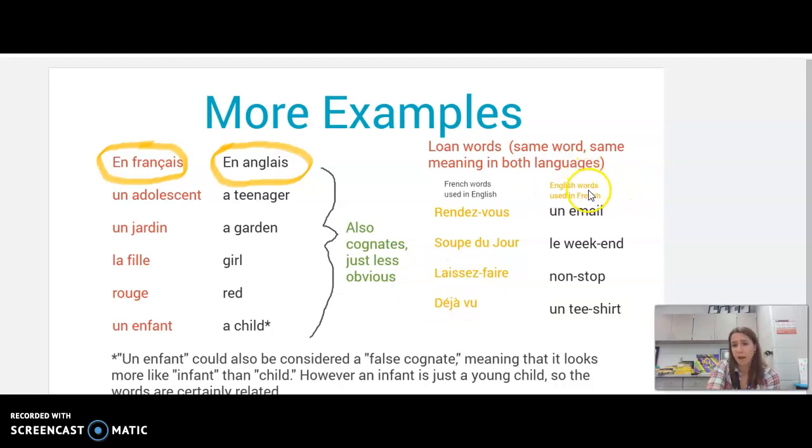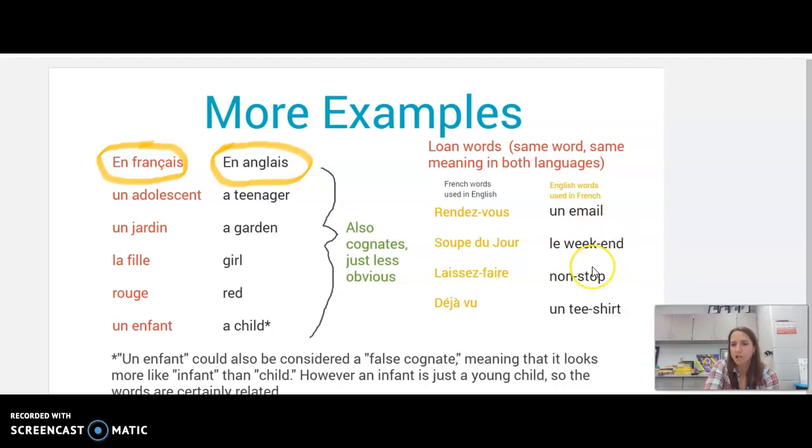And in the same way, there are English words that are used in French without changing at all. Un email is a good example. Le weekend, non-stop, un t-shirt. Those are just a few examples, but because English is such a widely spoken language in the world, and because English music and movies and TV shows, etc., are so widely spread, a lot of English terms seep into many different languages, French included.